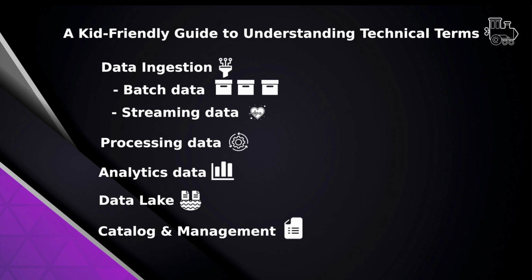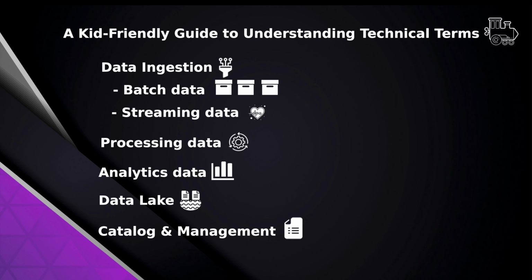Catalog and management. A data catalog is a detailed inventory of all data assets in an organization. Management is the process of collecting, storing, securing, and using an organization's data. A data lake is a centralized repository designed to store, process, and secure a large amount of structured, semi-structured, and unstructured data. We'll talk about data lake later, and I will explain the difference between data lake and data swamp.